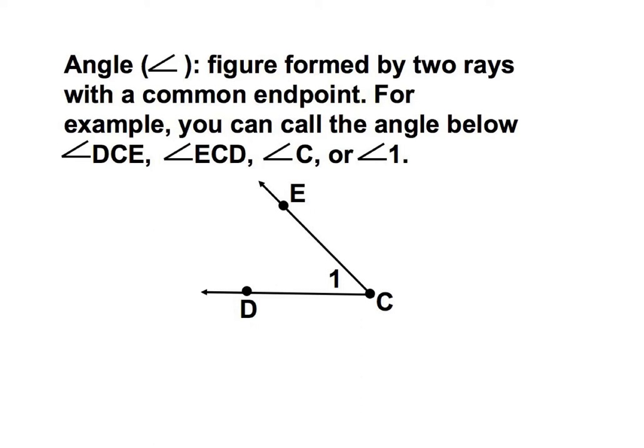And in your packet, you have a figure formed by two rays with a common endpoint. One thing I want you to be sure of is that you can identify an angle by its name. All right? One way that you can identify is if there's a number, we can just call this angle 1. If the angle is by itself, you can call it angle C. You can name it by its vertex, its little point. Or if you notice the first two that are listed, you have angle DCE and ECD.